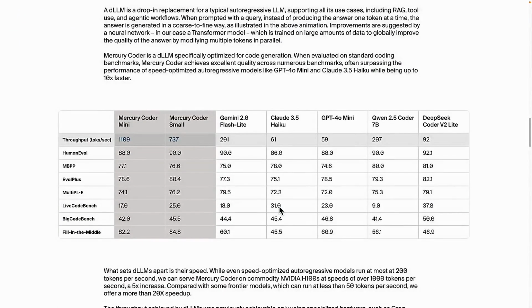Here you can see Mercury Coder Mini and Mercury Coder Small. The mini model is the fastest in terms of processing speed, handling between 700 to 1100 tokens per second. When compared to smaller versions like Gemini Lite and Haiku Mini, this model can be up to 10 to 15 times faster, and sometimes even 20 times faster. However, the performance, when compared to these models, is generally claimed to be similar or better.